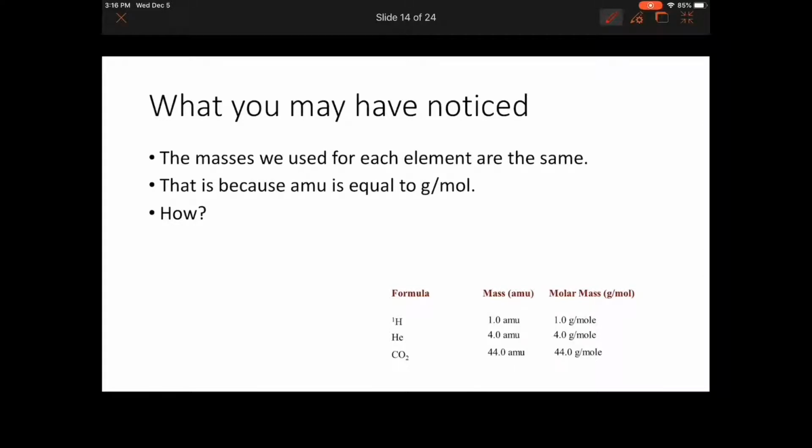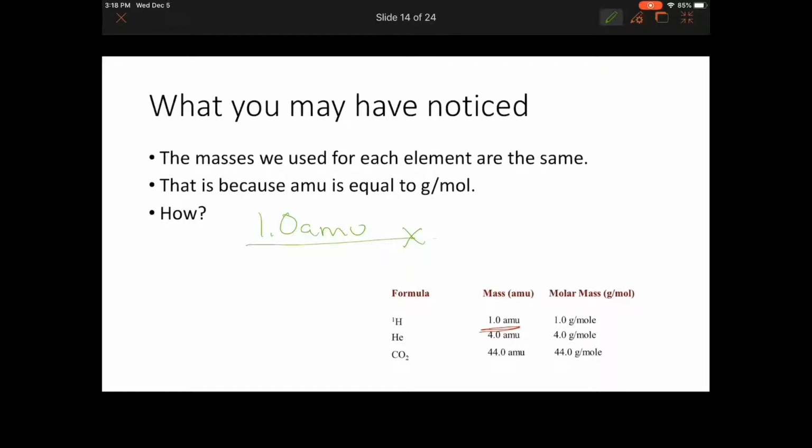Something that you may have noticed was that the masses that I used for each of the elements to calculate their individual masses before adding them together were the same. And that is because AMU is equal to grams per mole. So I'm going to show you how these are equal. I'm going to use hydrogen as our example here, and we've got that as 1 AMU.